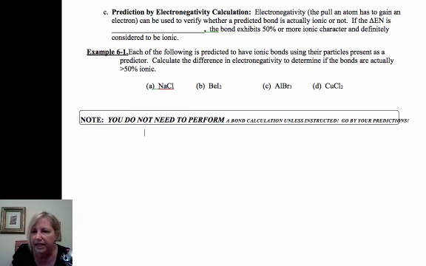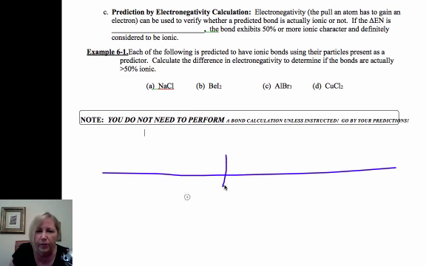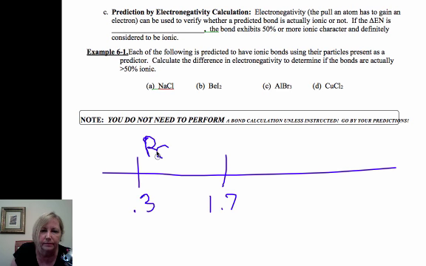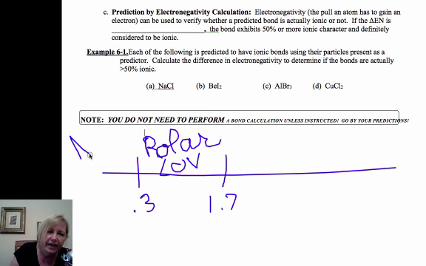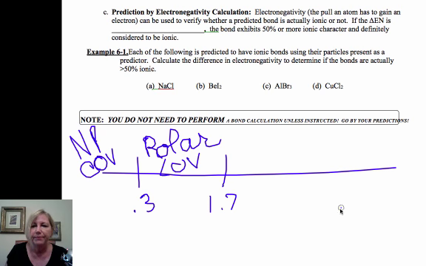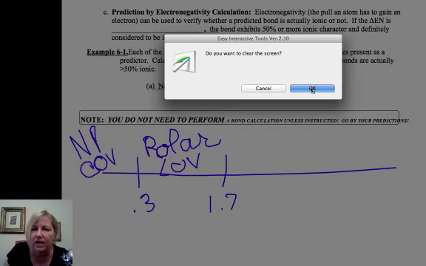So we've got our line. And 1.7 to 0.3, we call that polar covalent. And below that, we call that non-polar covalent. Okay? And only calculate this when you are asked to calculate this.